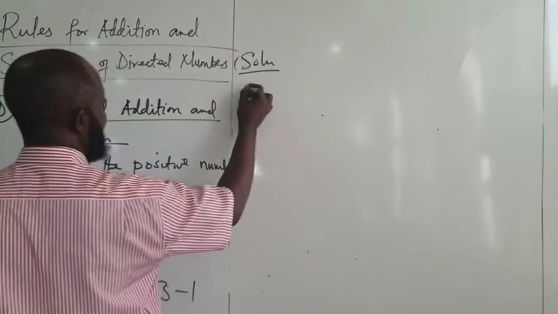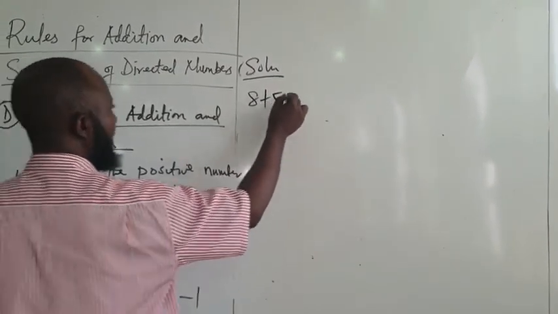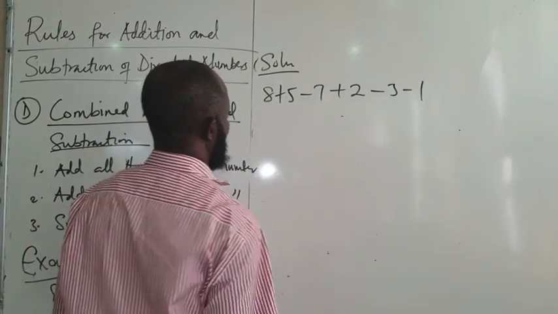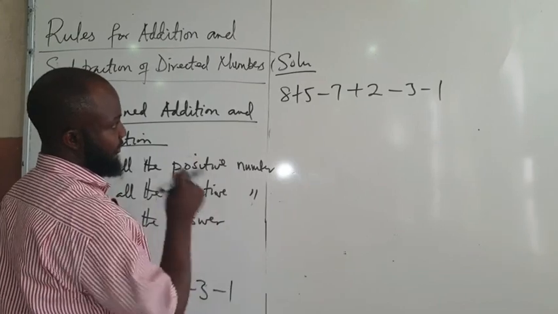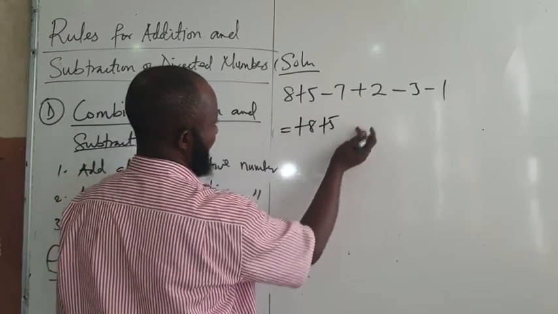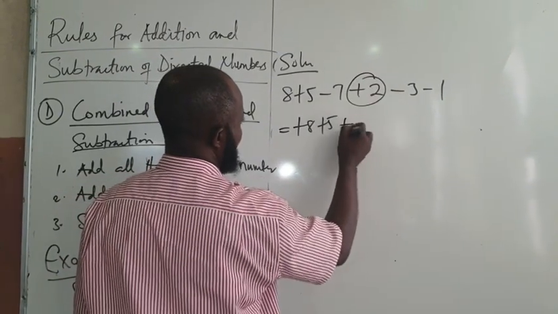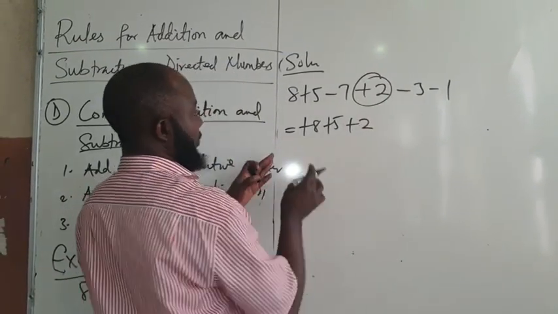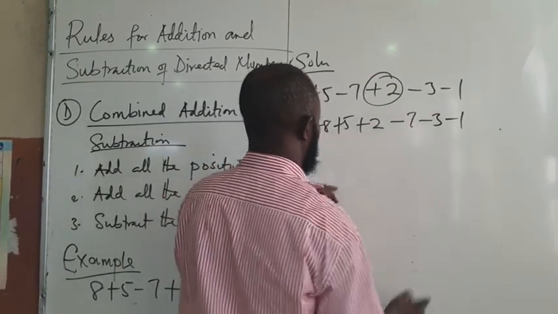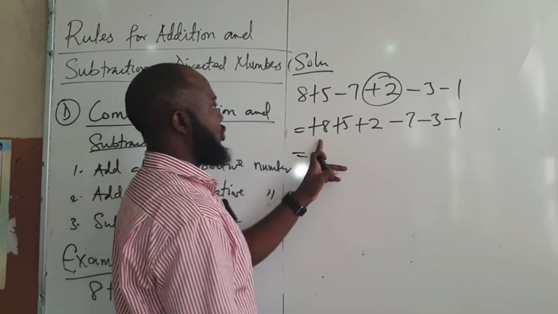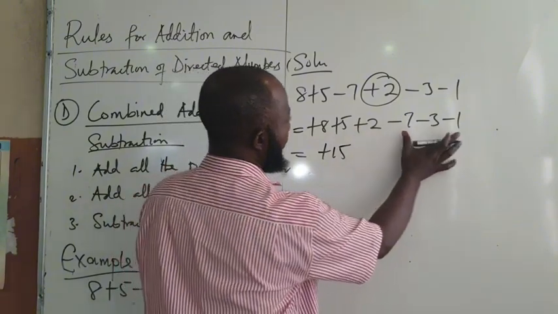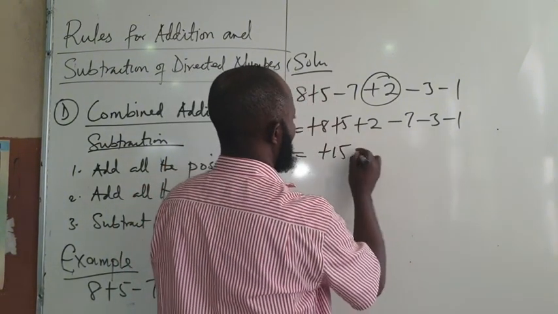So we have 8 plus 5 minus 7 plus 2 minus 3 minus 1. So here we bring all the positive numbers together. This 8 means it is plus 8. That's plus 8 plus 5. Then plus 2. Then we bring all the negative together as well. Minus 7 minus 3 minus 1. So what we are going to do, add all this together. This will give us plus 15. When you add these ones together as well, this is going to give us minus what?